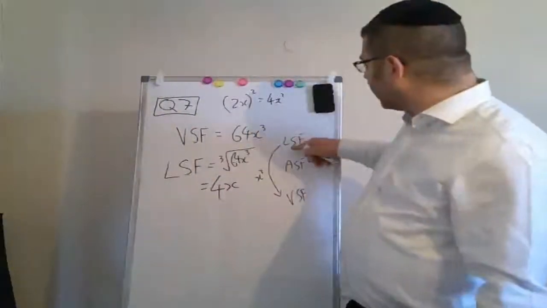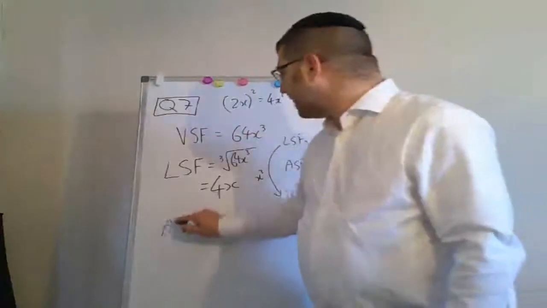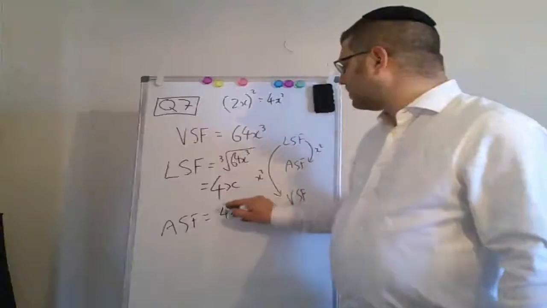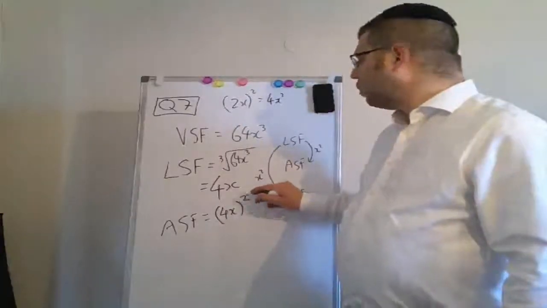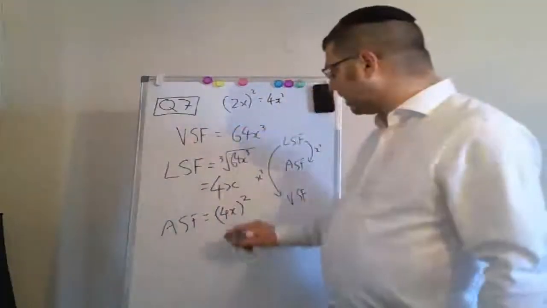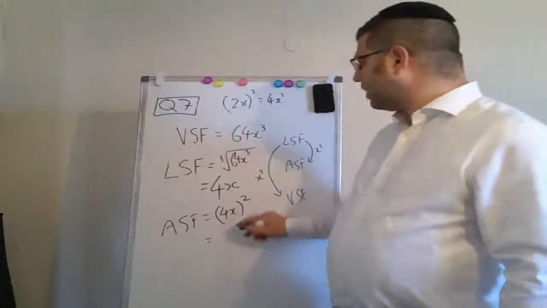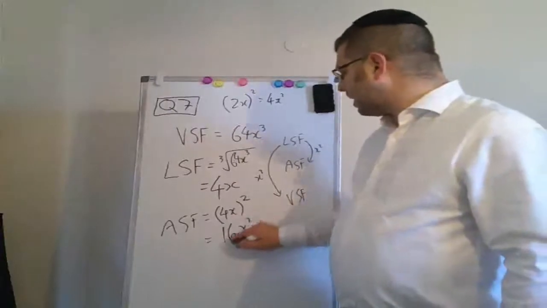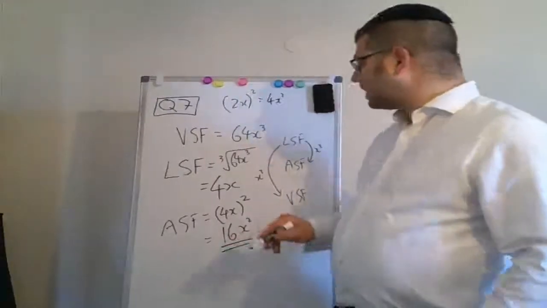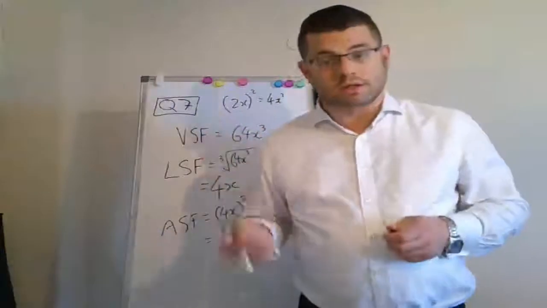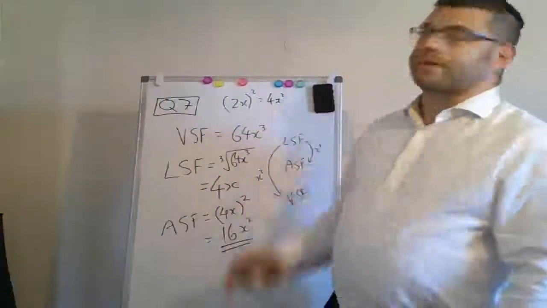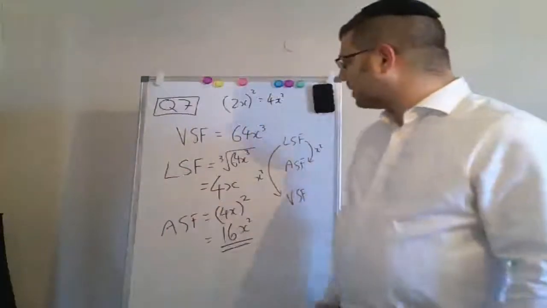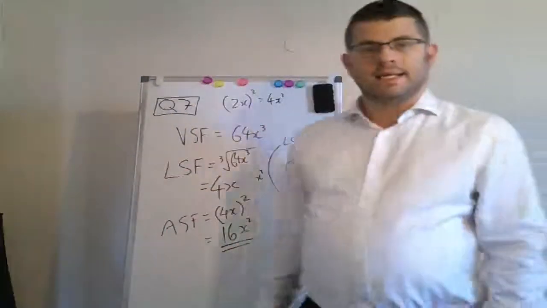So once we have the length scale factor, we then need to square it. So the area scale factor would be 4x all squared. You have to square the whole of 4x. Again, same principle. The 4 squared is 16, x squared, and the answer is 16x squared. The actual answer has to be in terms of x, because the volume scale factor is in terms of x. So you're not going to get a number answer. Okay, it's going to be in terms of x. So that's the answer to question 7, 16x squared.